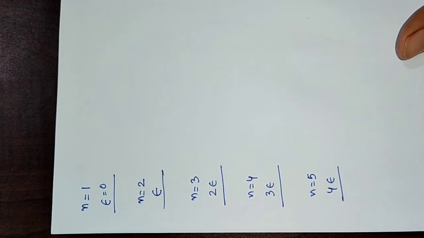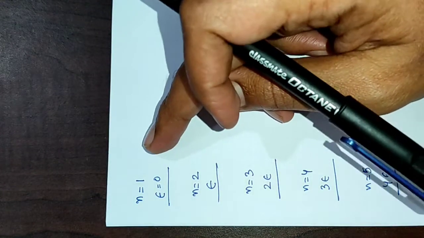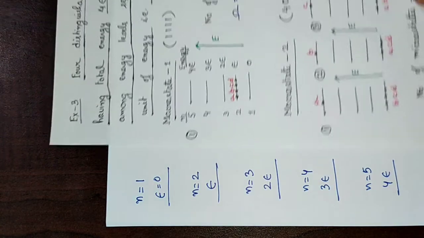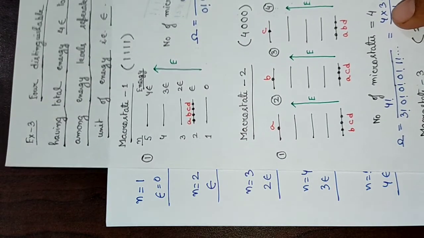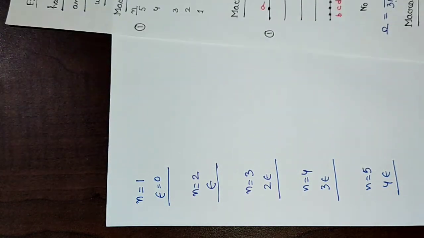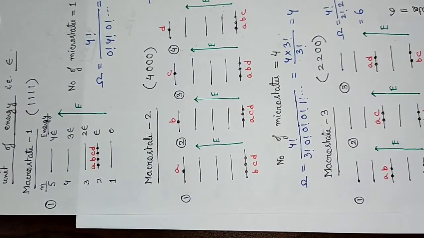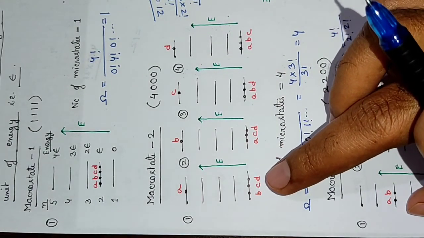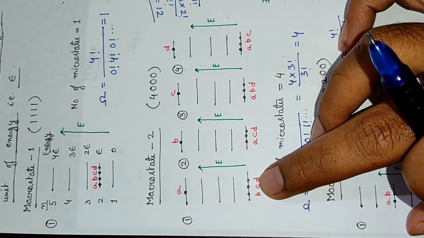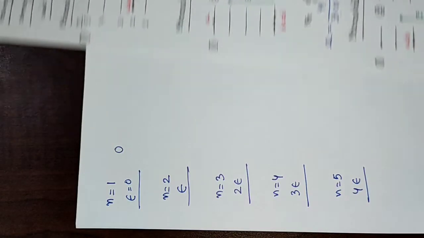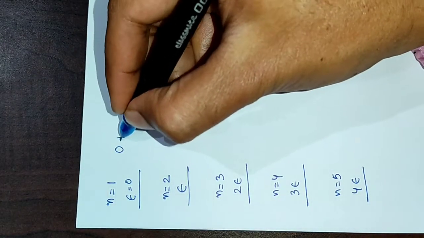Now if we want to have the average population in the ground state, then we have to count the number of particles present in the ground state in all possible arrangements. Here we have 0, so we write here 0. Then in the next, here we have 3 particles, 3, 3, 3. So 4 into 3 equals 12. 12 particles in the ground state.